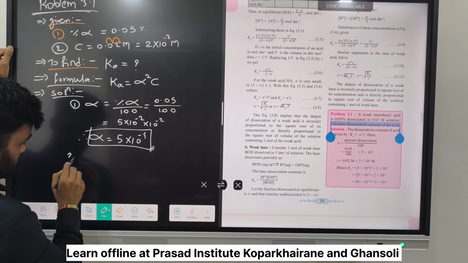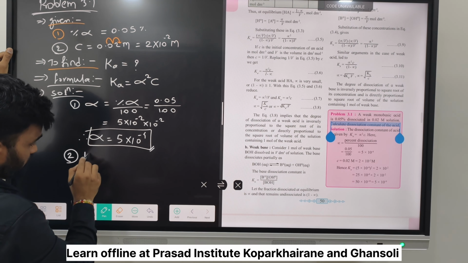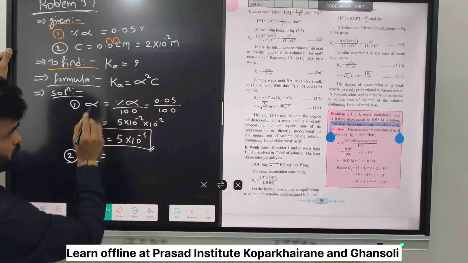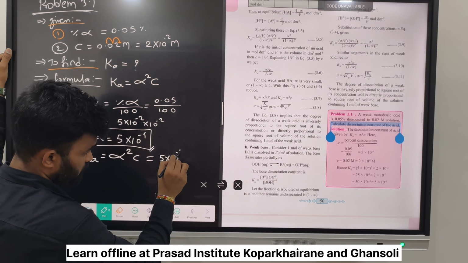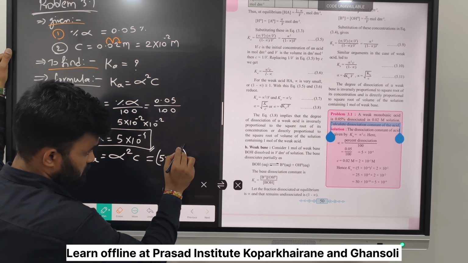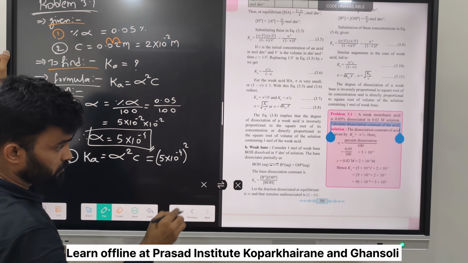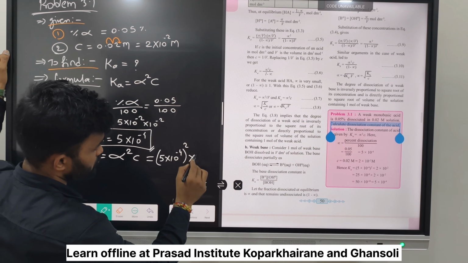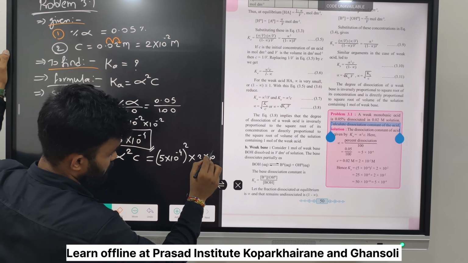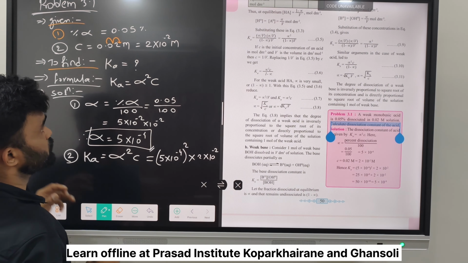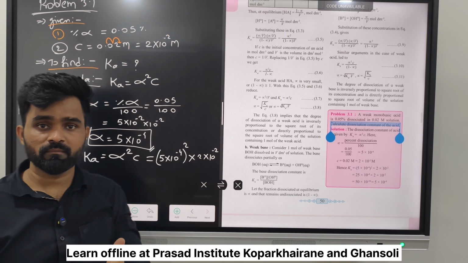So the second point is finding out Ka. The formula is alpha square into C. I have the value of alpha, 5 into 10 to the power minus 4, and we have to square it, right? Into C, which is 2 into 10 to the power minus 2. Are we okay? Now multiply, it is easy, right?